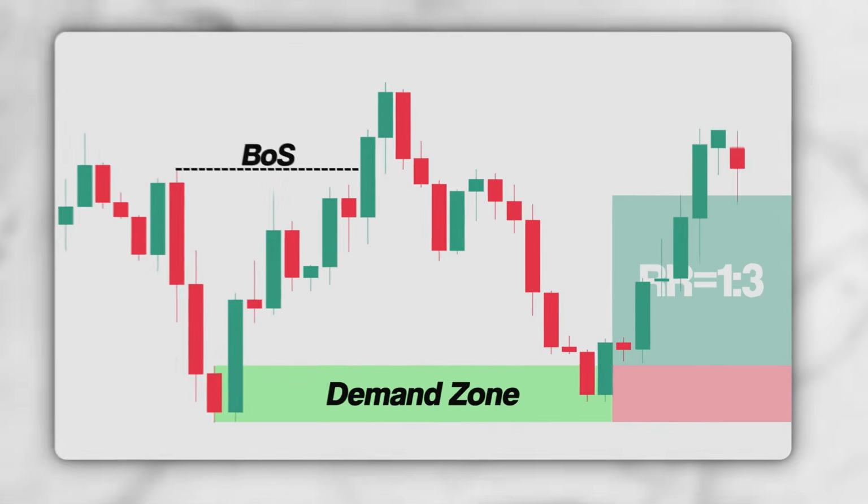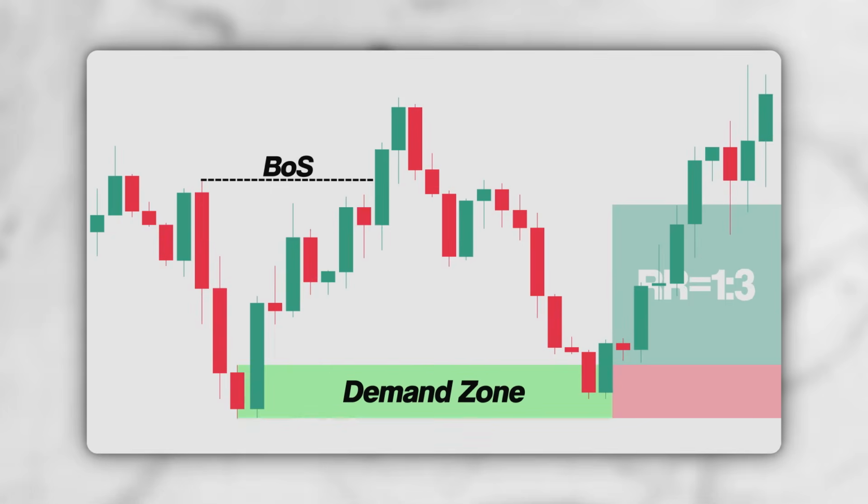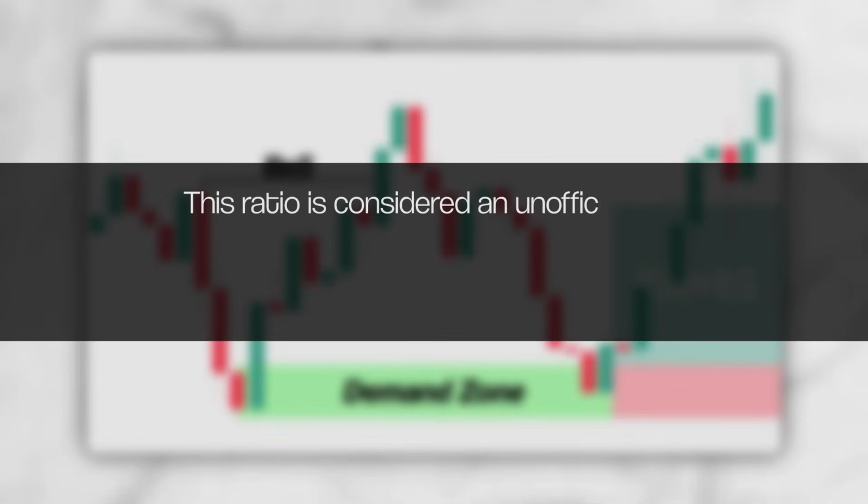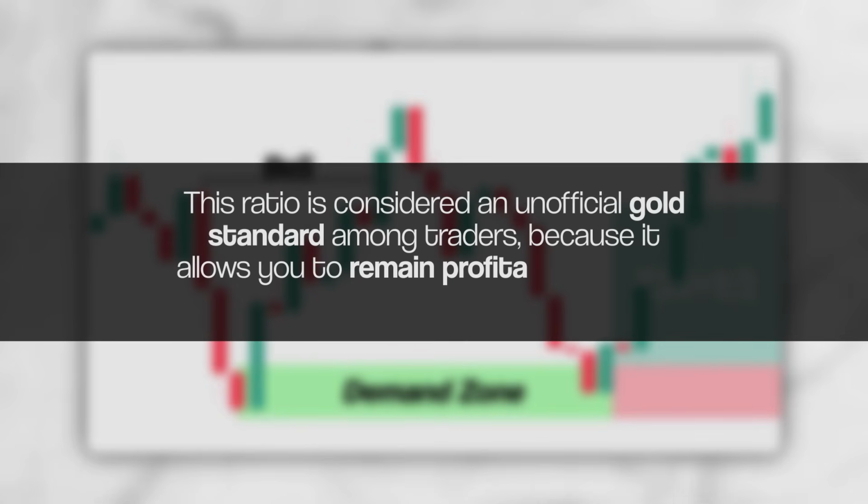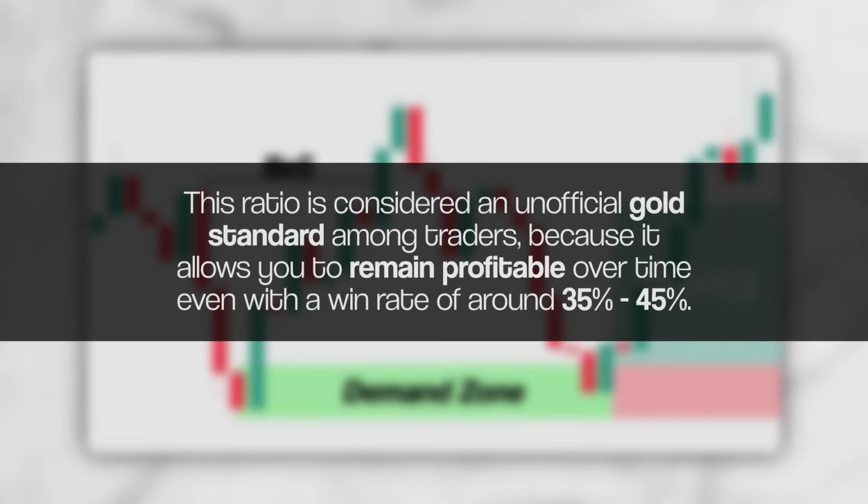This gives us a risk-to-reward ratio of 1 to 3. This ratio is considered an unofficial gold standard among traders because it allows you to remain profitable over time, even with a win rate of around 35 to 45%. Now let's look at a bearish scenario.